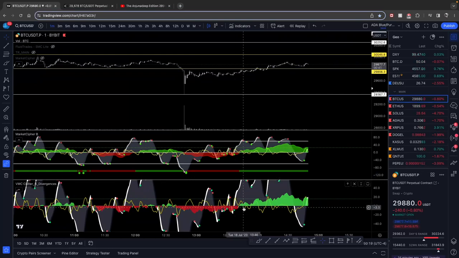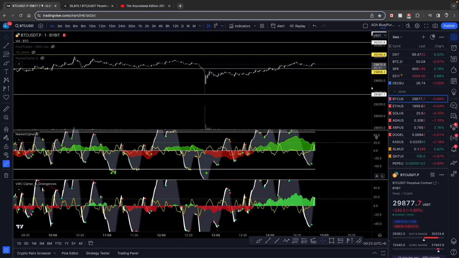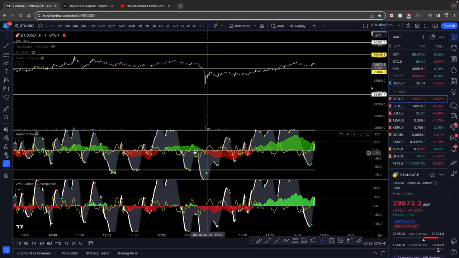Vu Manchu is a very popular alternative, right? When we're scalping on the 1 minute, we're relying on money flow the heaviest. Remember what I said during my Market Cipher B video, which is your order of operations. Your VWAP, which is this yellow line, is a leading indicator for your momentum waves, which ultimately is a leading indicator for your money flow.